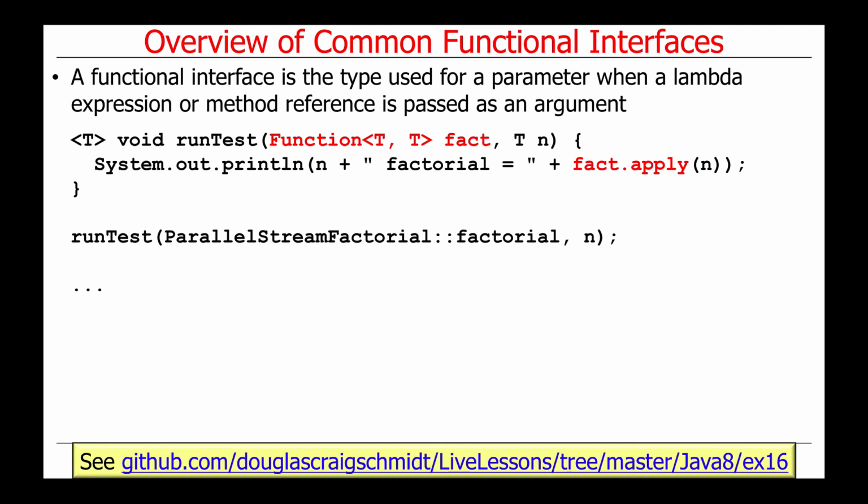Here's an example that's available online. This method, called runTest, is used to test various implementations of a factorial interface. As you can see here, Function fact is passed as a parameter to runTest, and Function will be parameterized by two parameters, a type that's passed to the function and a return value that's returned back from the function. As you can see, when this is called with a value n of type T, it goes ahead and applies n to the factorial function.